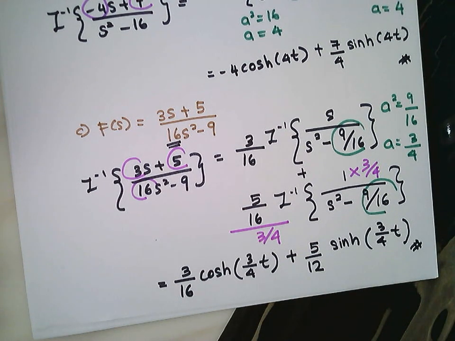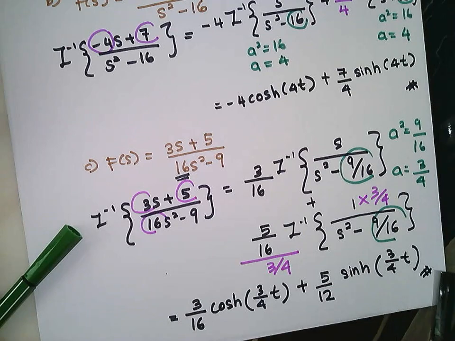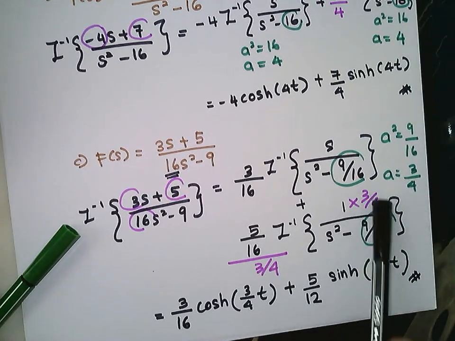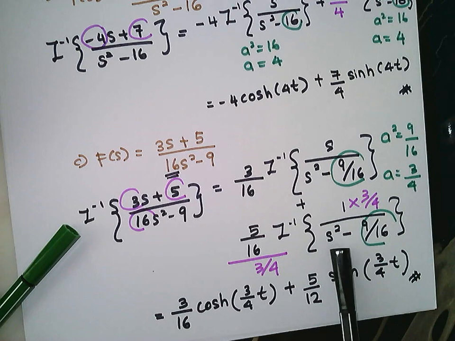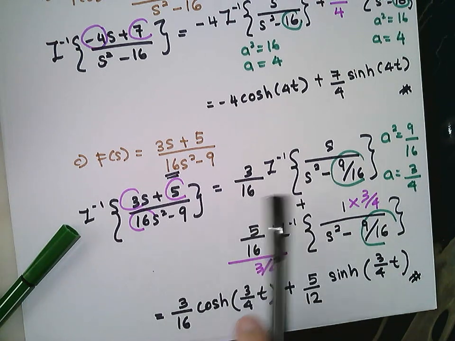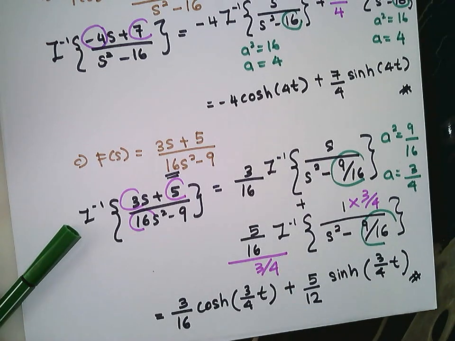Okay, this is much more difficult compared to the previous example, because your a is a fraction. Multiply by a fraction, so you need to divide by a fraction. That is one case. Another one is because the coefficient of s squared is not 1, so you need to factorize 1 over 16. Okay, so let's take a look at the last example.